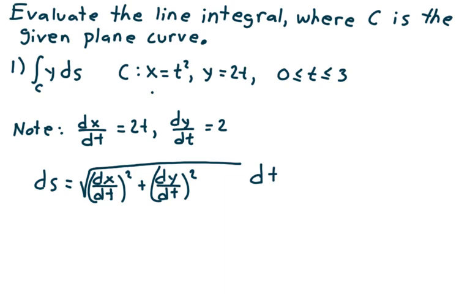ds is the square root of (dx/dt) squared plus (dy/dt) squared, dt. And so this is equal to the square root of 4t squared plus 4 dt. And now we're ready to make our substitution.